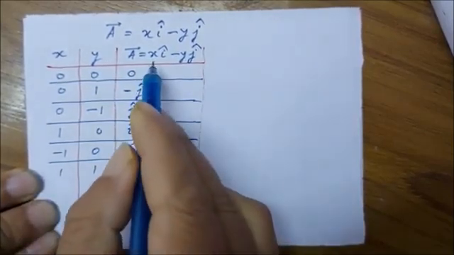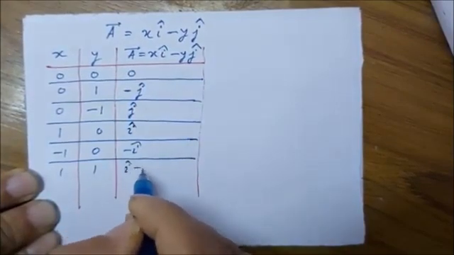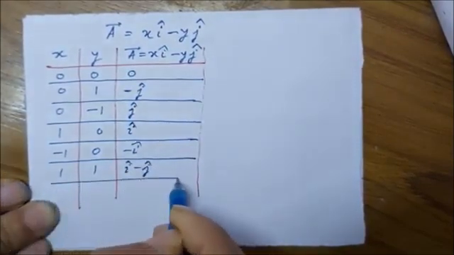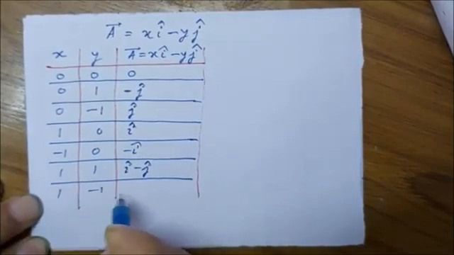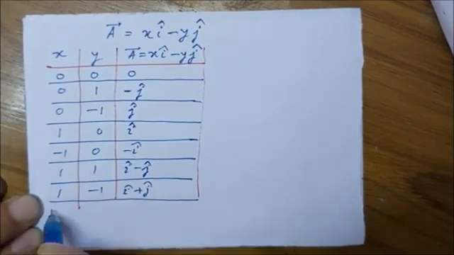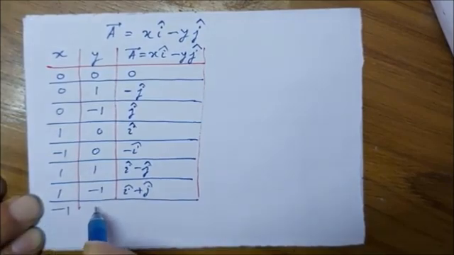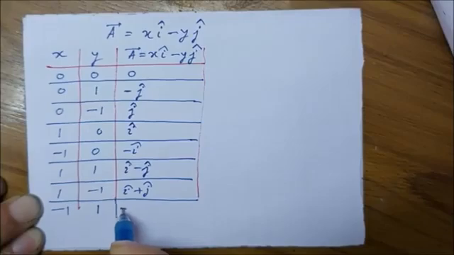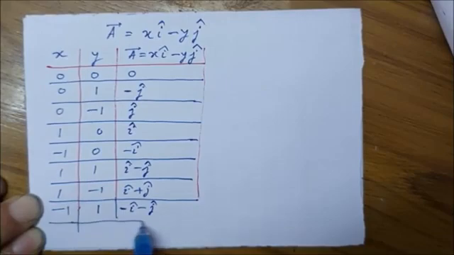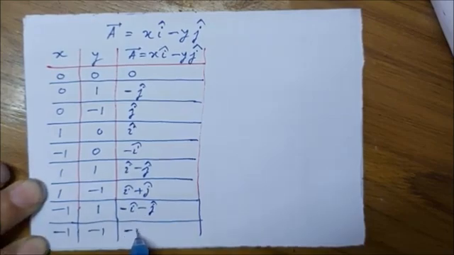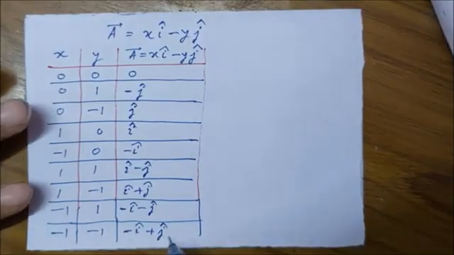For 1, 1, we have i cap minus j cap. For 1, minus 1, it will be i cap plus j cap. For minus 1, 1, it will be minus i cap minus j cap. And for minus 1, minus 1, things will be reversed, so it will be minus i cap plus j cap. Let us now make a plot.